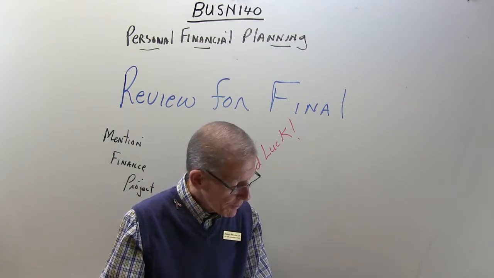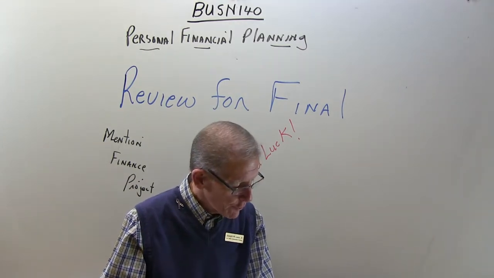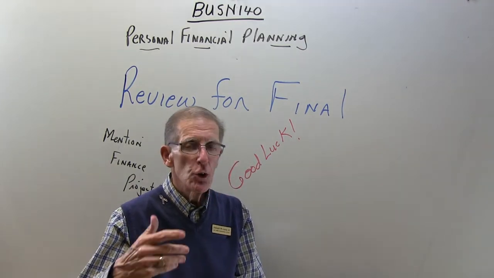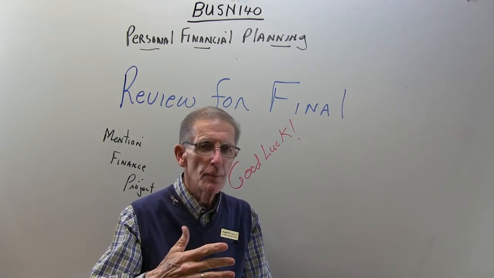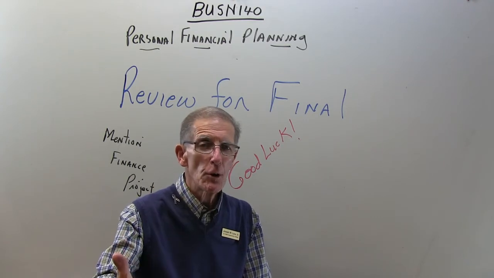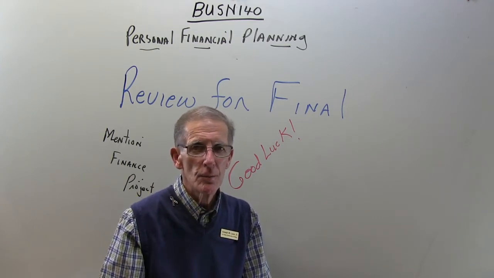On page 314 is the second type of life insurance, whole life insurance. It gives you ongoing life insurance coverage. As long as you pay the premium, you have that coverage up until the time you die, and it accumulates cash value. Okay.